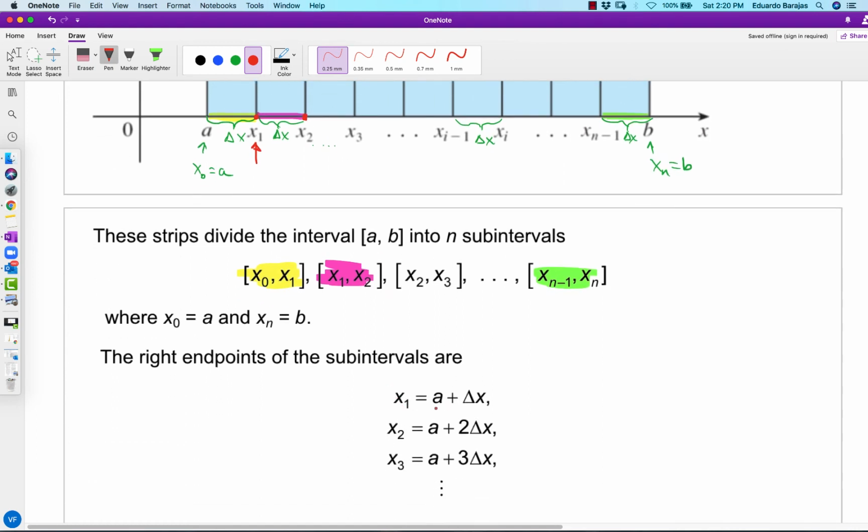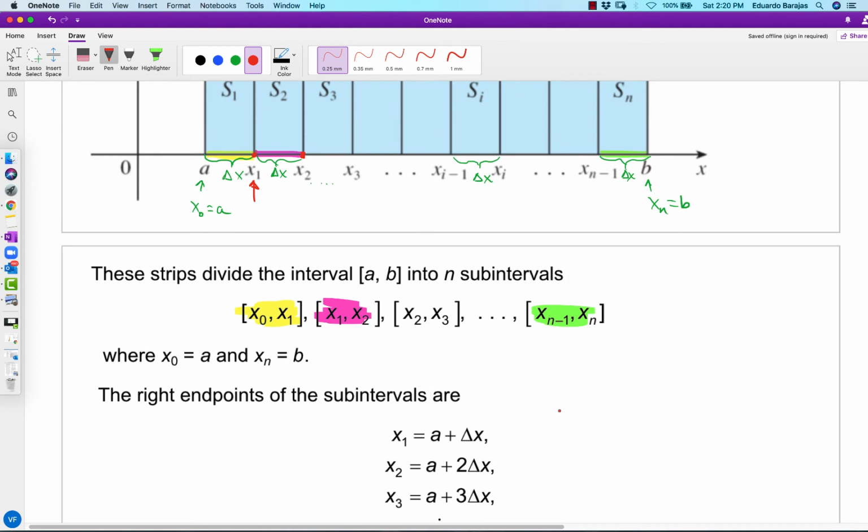So x sub 1 is going to be equal to a plus delta x. Right? Think about this subinterval right here. So x sub 1 is equal to a plus 1 copy of delta x, right? Because this is delta x right there. Now x sub 2, tying it back to a, where a starts, well, that's going to be equal to a plus 2 copies of delta x. There's a delta x plus another delta x. That's x sub 2 equals that, which can be simplified to a plus twice delta x.